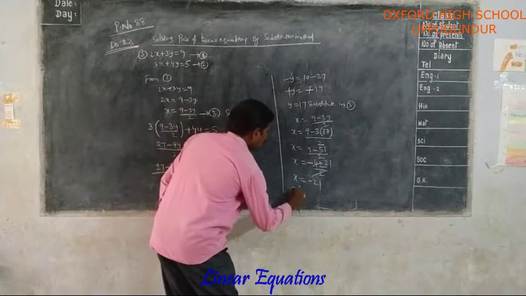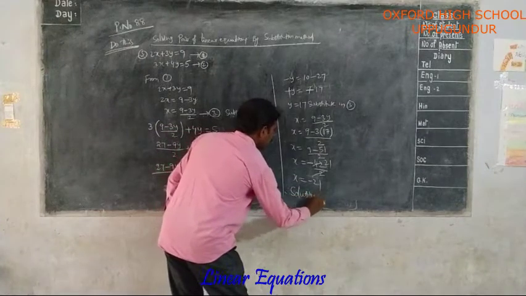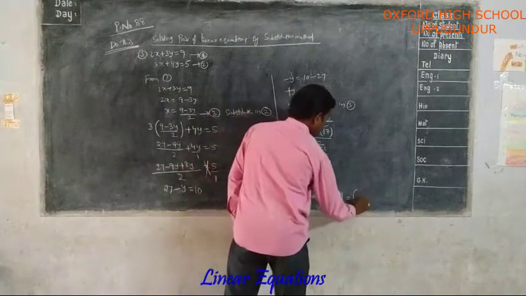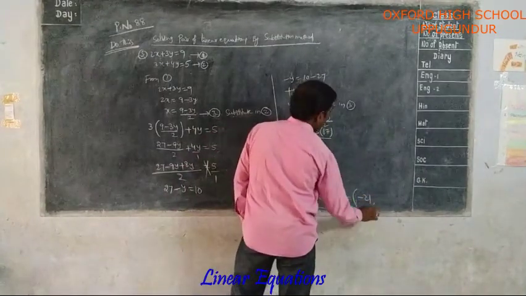Therefore, solution equal to (x, y) equal to (minus 21, 17).